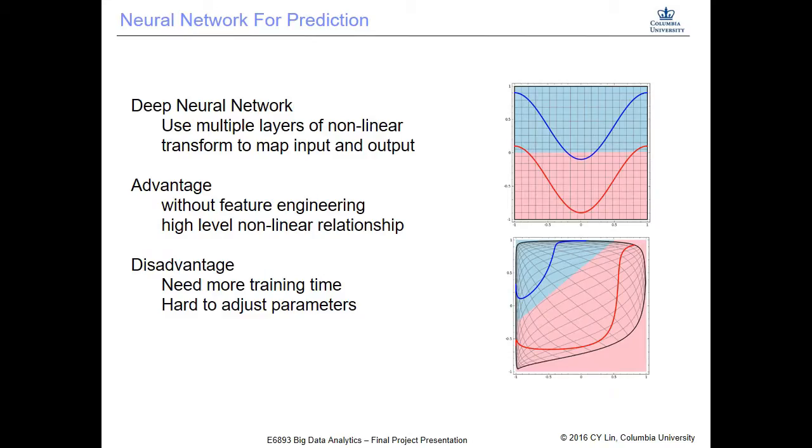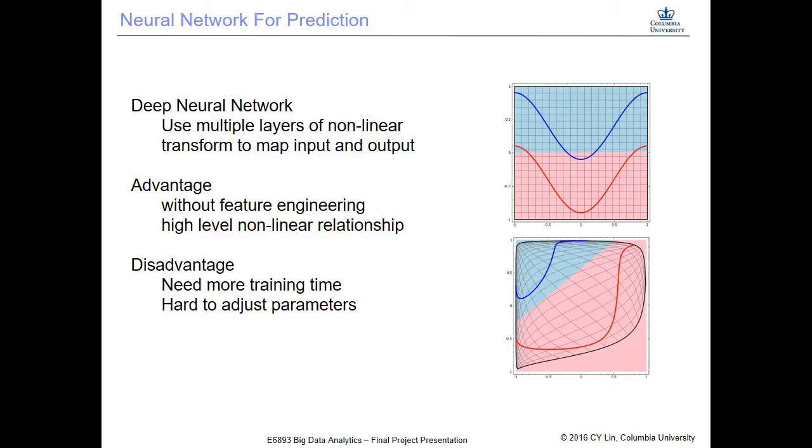Now I'll introduce the neural network model. Since the prediction is a classification task, we can use the neural network to make decisions. The neural network is an algorithm that uses multiple layers of nonlinear transforms to map the input and output. The advantage is that we do not need feature engineering. The network can automatically pay attention to the important features and ignore the unimportant ones. It's able to learn high-level nonlinear functions, such as in this picture.